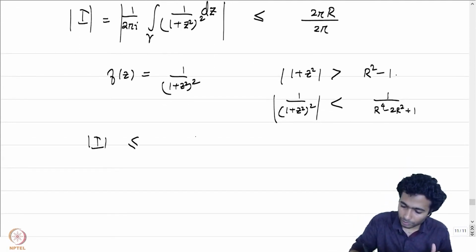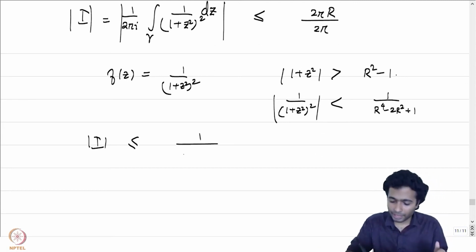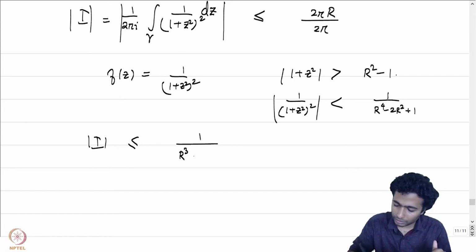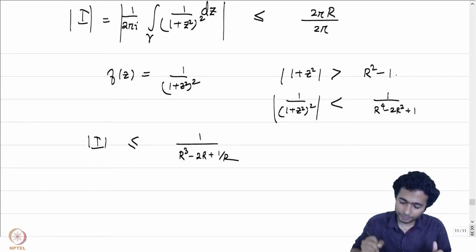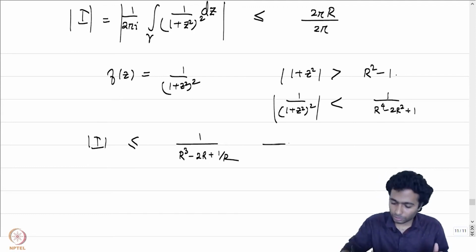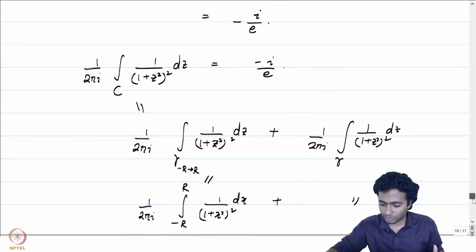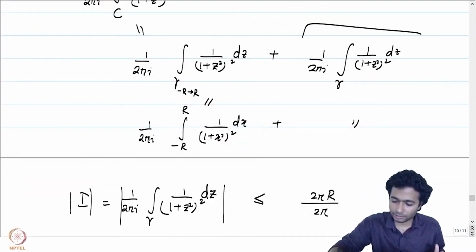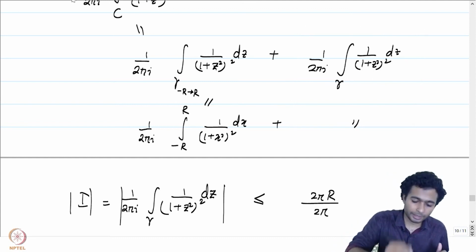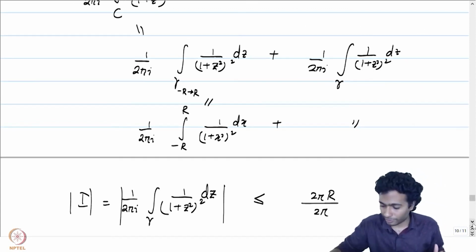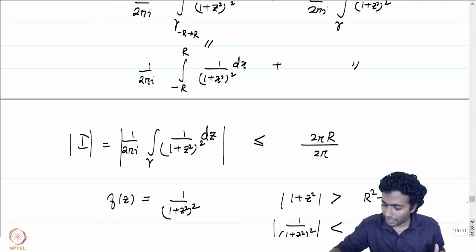And therefore, if you impose this bound, the absolute value of I is going to be less than or equal to 1 by, after dividing by r, r to the power 3 minus 2 times r plus 1 by r. And the limit as r goes to infinity, this goes to 0. And therefore, the second term does not contribute anything. This term hence vanishes as the limit is taken. Therefore, what we have is the following.